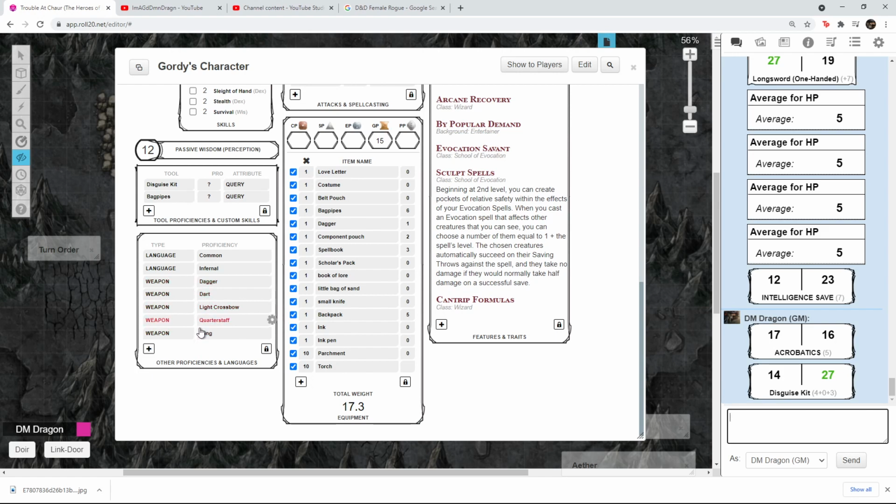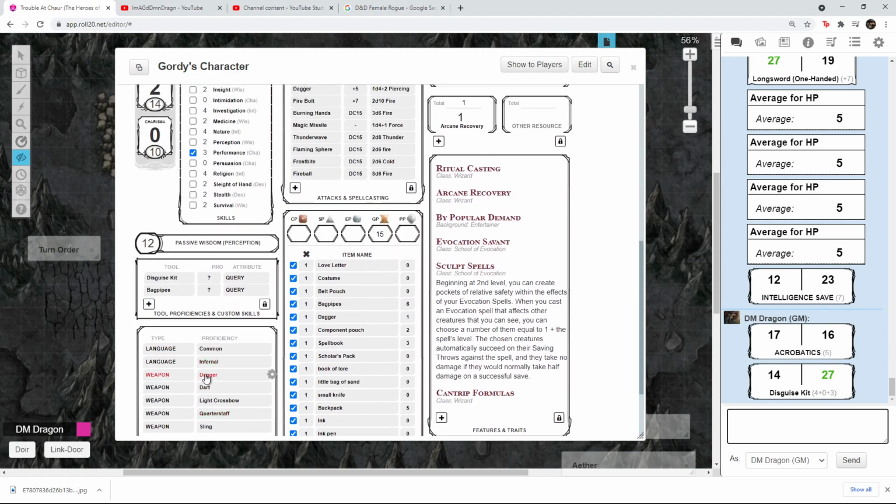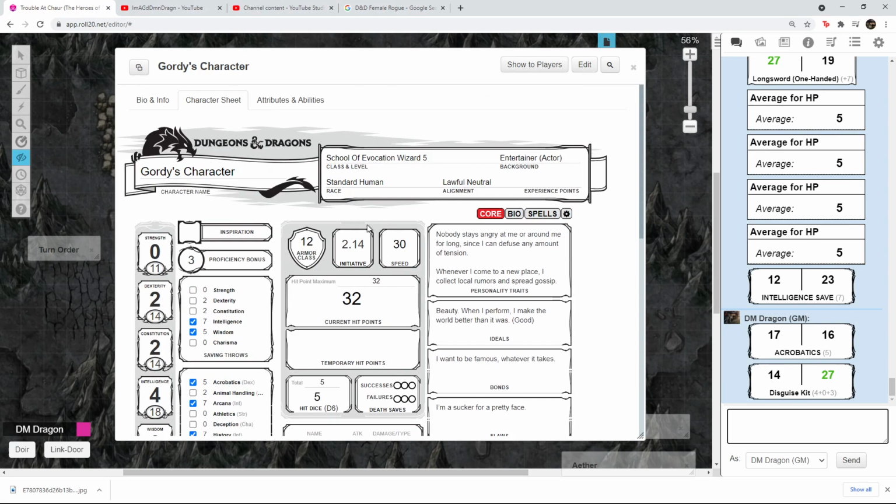So you're proficient when using all these weapons. Any of those weapons, if you use them, you will get the +3 added to whatever the correct modifier is, which for many of these would be dex. Daggers, dex, darts, dex, light crossbows, dex, etc.